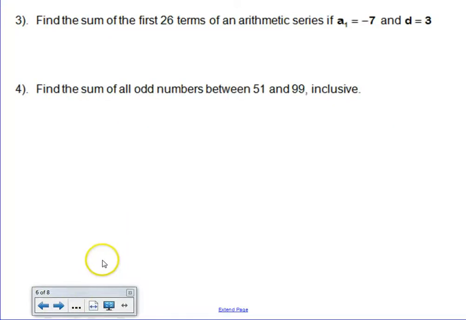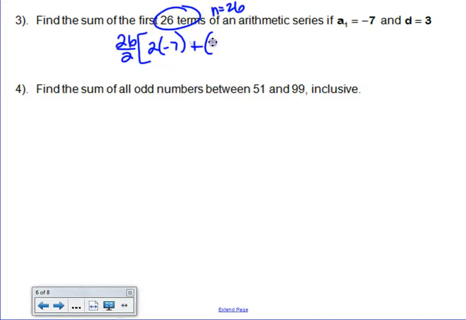Number 3. Find the sum of the first 26 terms of an arithmetic series if your first term is -7 and your common difference is 3. The other thing I notice is they only want the first 26 terms, so this is a finite series, and my n is 26. So I'm going to use the first formula that they gave me, which says n over 2 times 2 times the first term, plus n minus 1, so I know that's 25, but I'll just write it out for now, times the common difference of 3. I'm just going to crank that in my calculator, because there's no sense in racking my brain, and it comes out to 793.